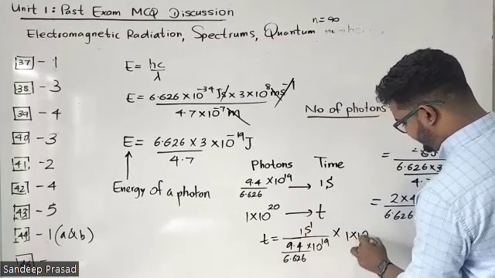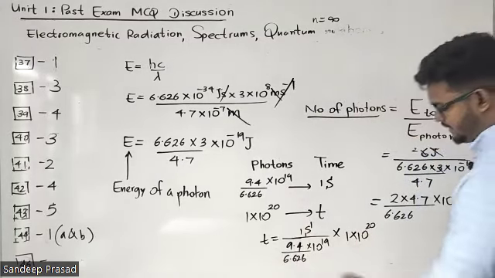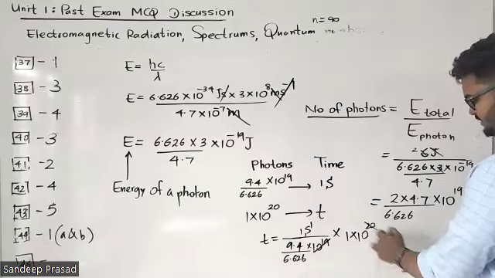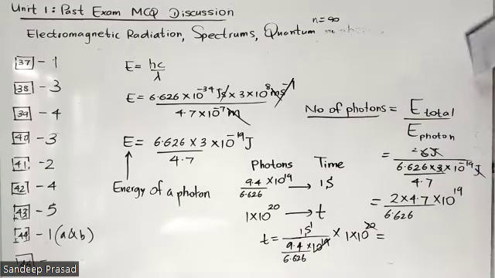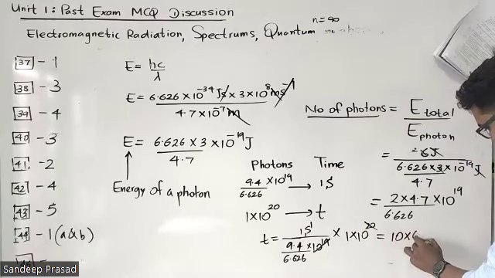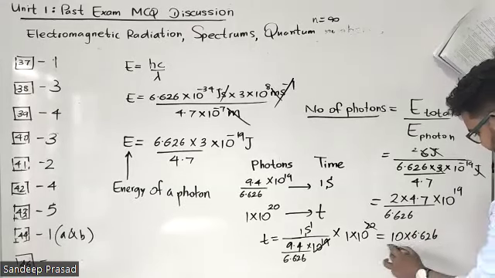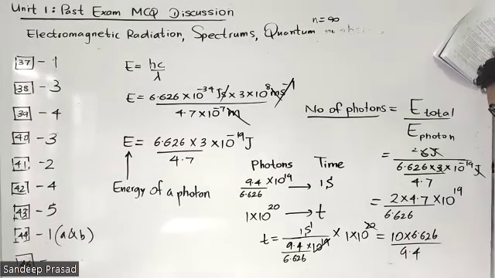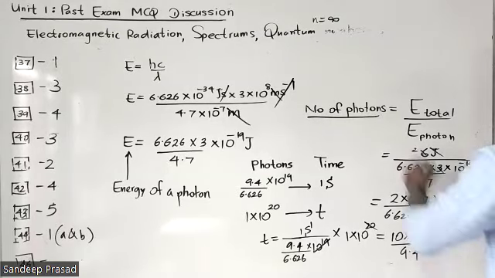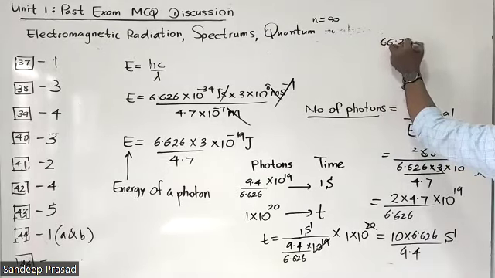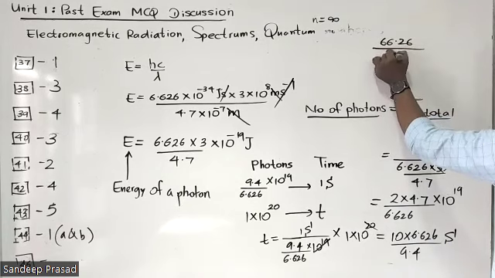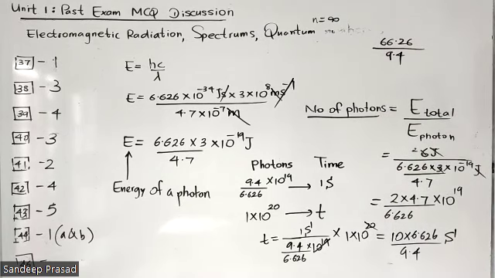Then for 1 into 10 to the power 20, how much time? 10 to the power minus 19 will cancel off. Here 1. Then we have 10 multiplied by 6.626 divided by 9.4 seconds, right? 66.26 divided by 9.4. What is the answer?